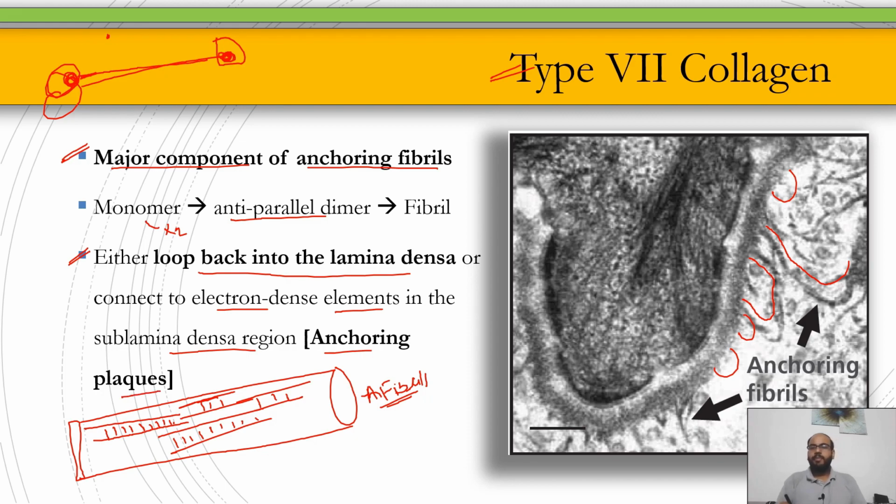Now, it has been said that anchoring plaques are nothing but parts of lamina densa which have dropped off. So, what actually happens is, let's say this is the lamina densa. There are certain parts which can be either here or here, and anchoring fibrils can also attach to this part. Okay, so it has been postulated that anchoring plaques are nothing but parts of lamina densa which have fallen off from the lamina densa during the remodeling phase of basement membrane. Sorry, let's move forward.